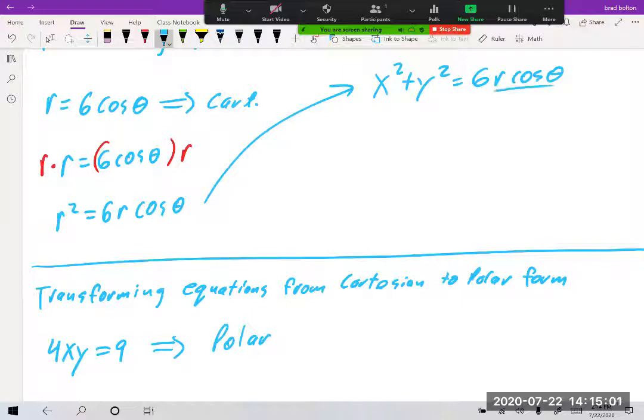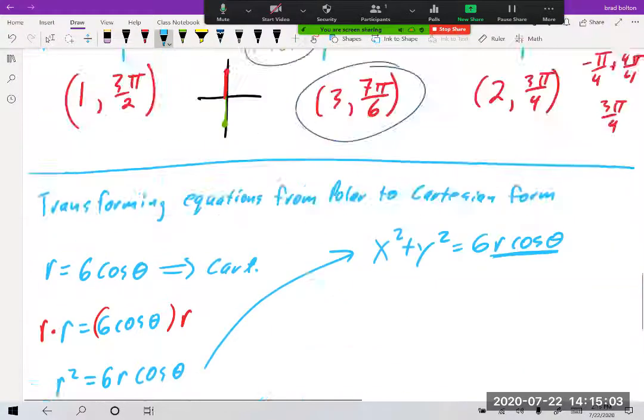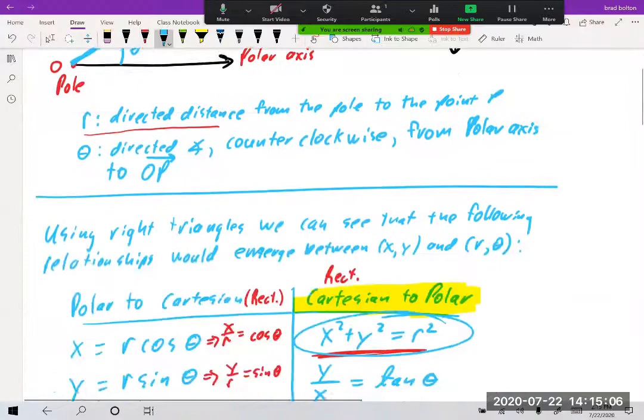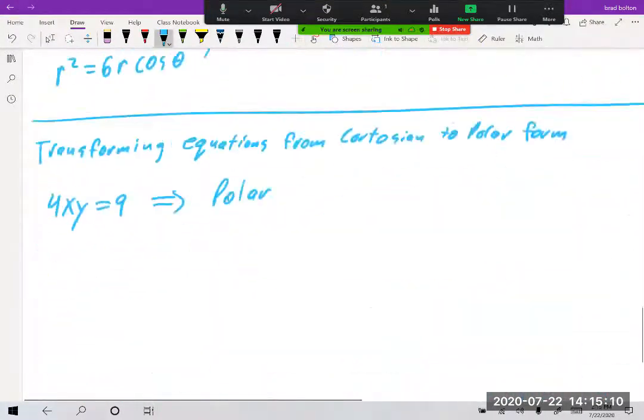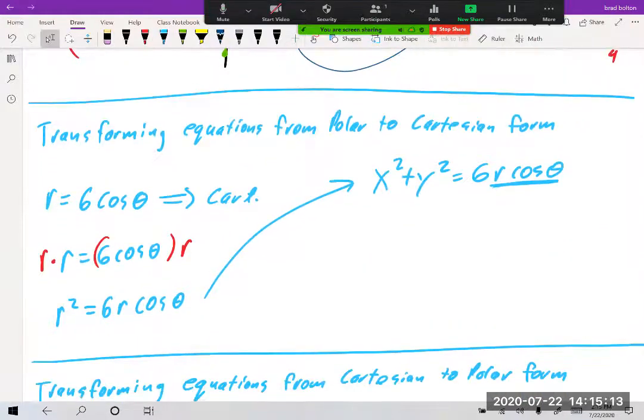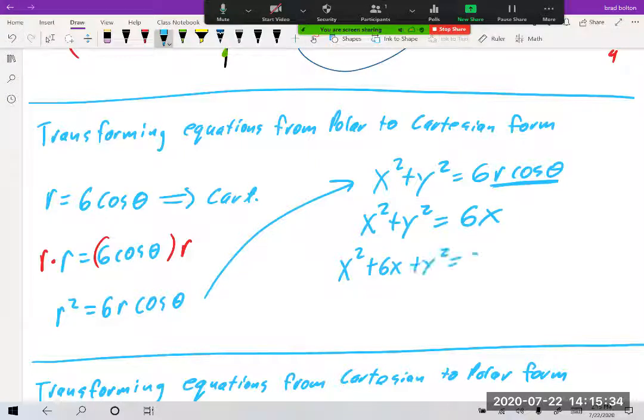Isn't r cosine theta, if we go way back up here again, isn't r cosine theta worth x? So now I can go way back here and say 6 times x. So we have x squared plus y squared is equal to 6 times x. When you're working with these, you're trying to find ways to use the formulas that I listed above to recreate x's and y's and get rid of all the r's and the cosine thetas. You want everything in terms of x's and y's. So now I have x squared plus 6x plus y squared is equal to 0.